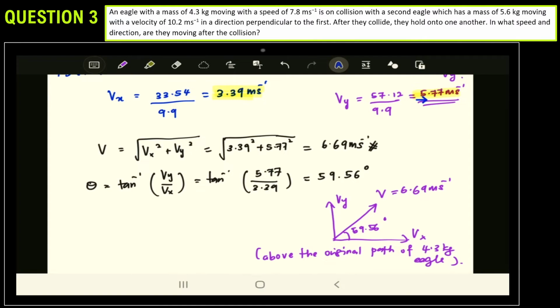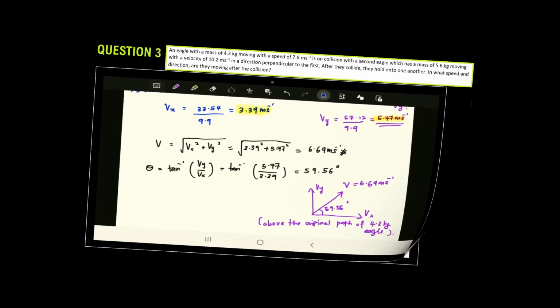Saya ulang lagi sekali, because Vy is positive, so we draw Vy is upward, and Vx also positive value, and positive value is to the right. Vy is positive, so upward, Vx is positive to the right, so V must be between them. Alright, so the angle is 59.56. So finish question number 3.